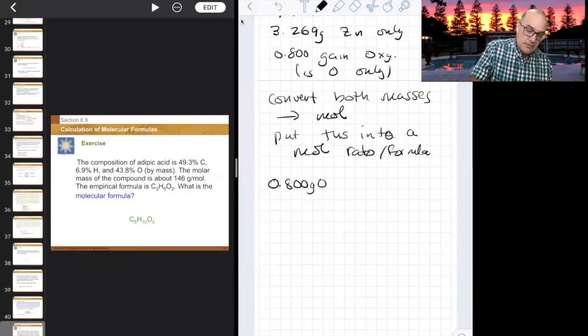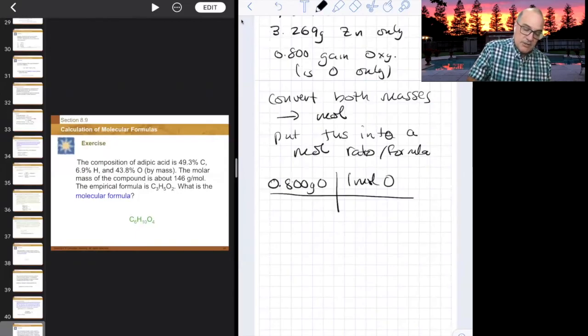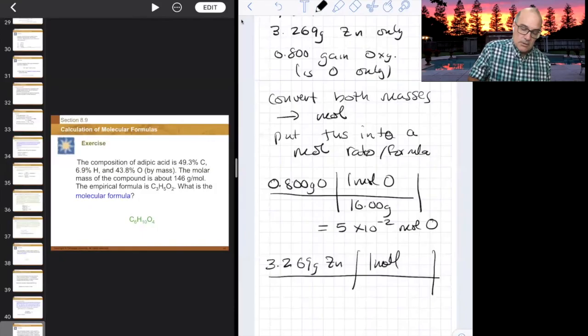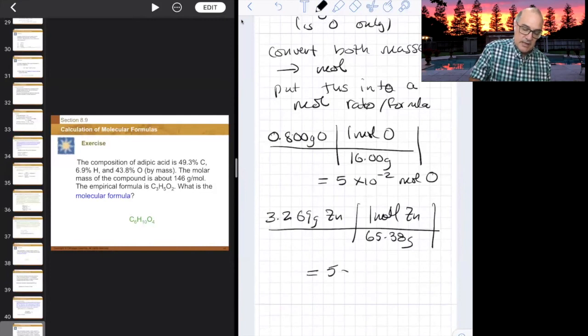0.800 grams of oxygen, right? 1 mole of oxygen is 16 grams of oxygen. This is 5 times 10 to the minus 2 moles of oxygen, right? Okay, 3.269 grams of zinc. 1 mole of zinc is 65.38 grams of zinc. This gives us 5 times 10 to the minus 2 moles of zinc.